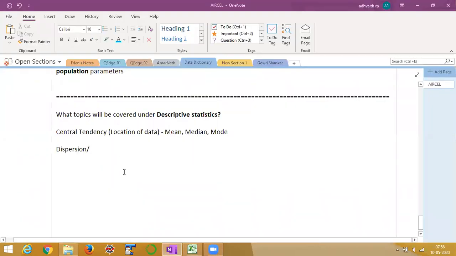In a given random variable, dispersion can also be calculated. What is dispersion? Indirectly, it is called spread. That means how your data is spread, from where the minimum value starts up to where the maximum value stops. In between, are all the values the same, or do we have different values? If we have different values, what is the range? All these things can be calculated.